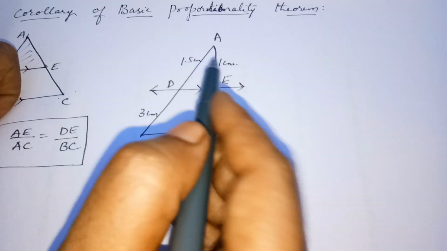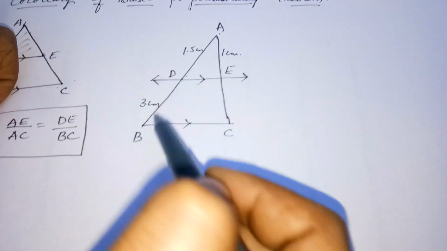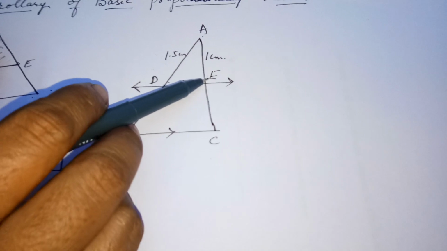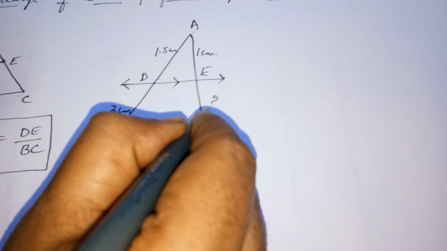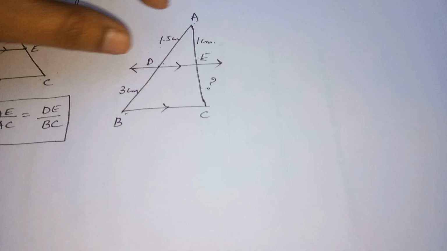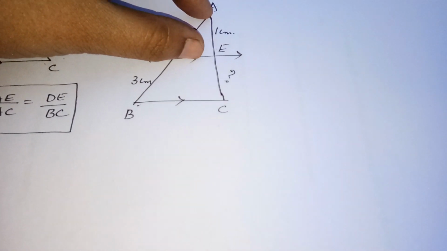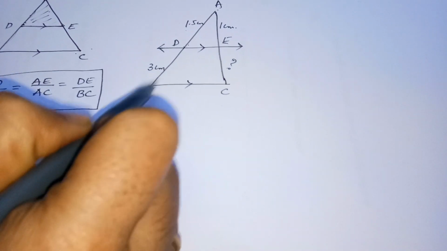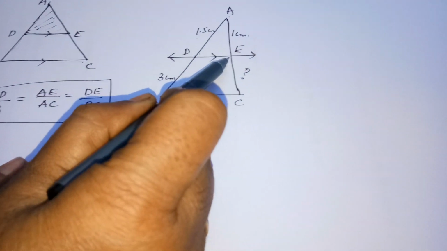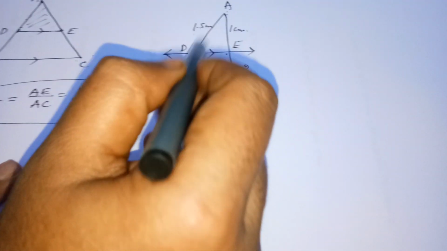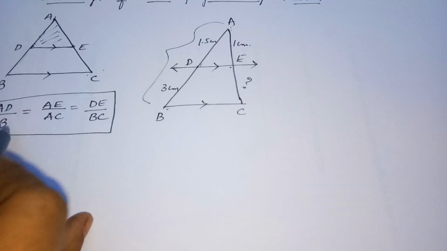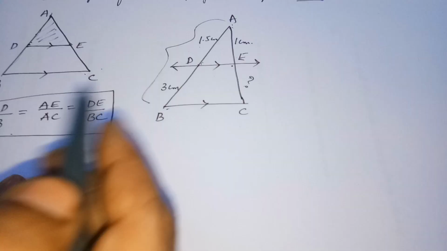So what sides have they given? AD and BD are given, and AE on the other side, and we have to find the line segment EC. So this part by part is nothing but we have to apply Thales theorem. When they give part by part, apply Thales theorem. Suppose if they give AD and AB line segments, then we have to apply the corollary of the basic proportionality theorem.